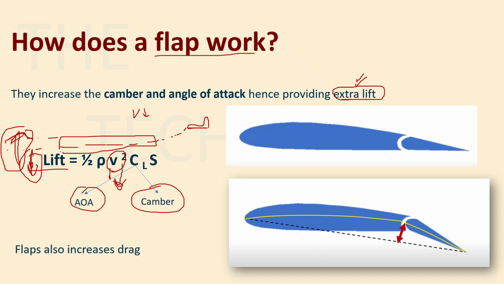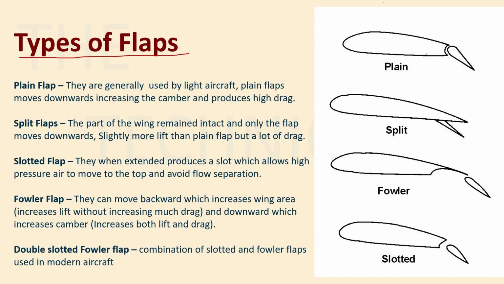Understood? So I have already explained how the camber and angle of attack increase in part one. Flaps also increase your drag, so it becomes easier for you to bleed off this extra speed. All right. So this is how your flaps work. So next is types of flaps. There are a variety of types of flaps.